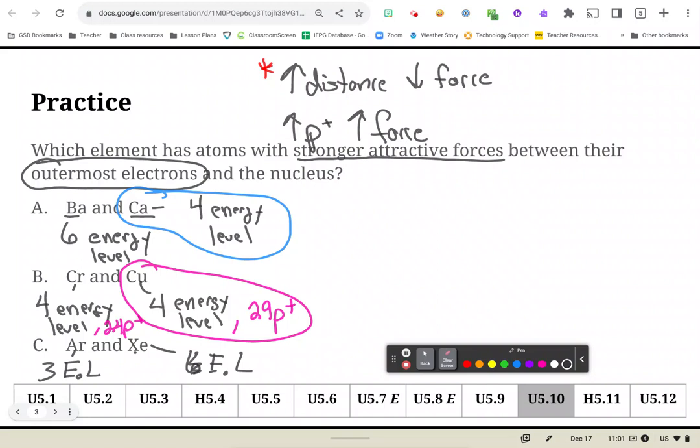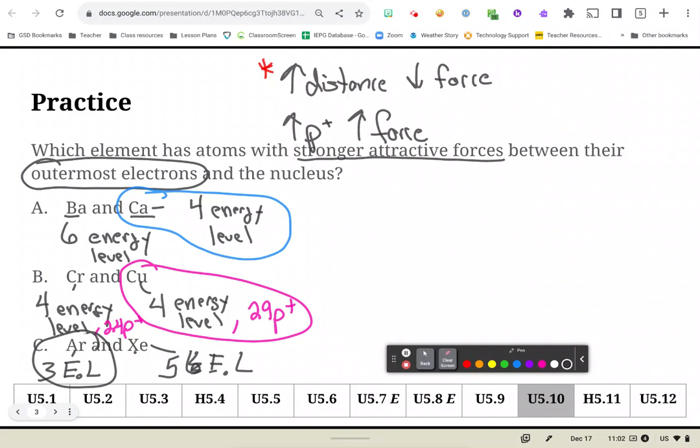Argon has 3 energy levels, which means that xenon actually has 5 because it's 2 below it. All right, so because distance has a bigger impact than the protons, or sometimes you'll hear me say distance trumps protons, it's more important. So the stronger attractive force is going to be in argon.